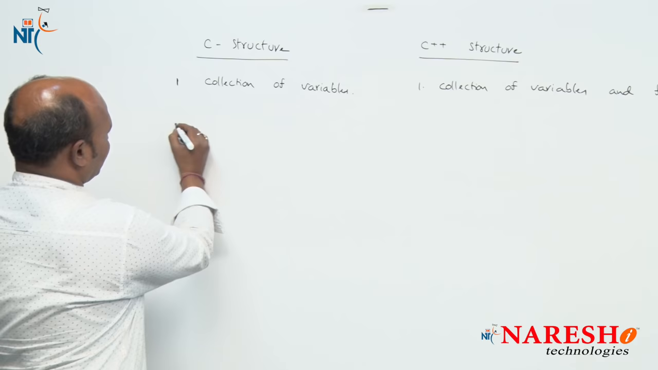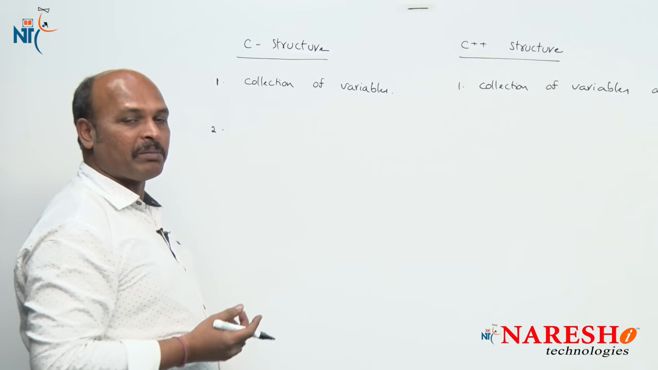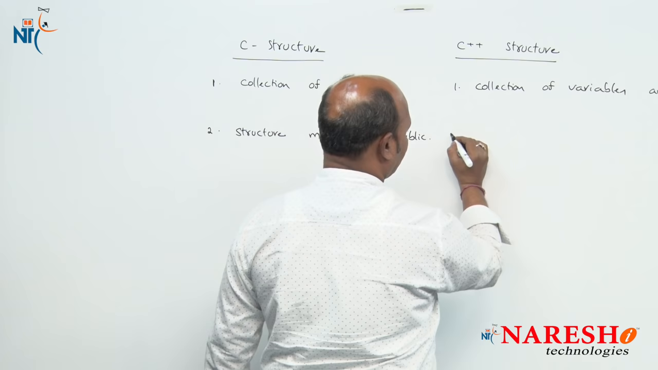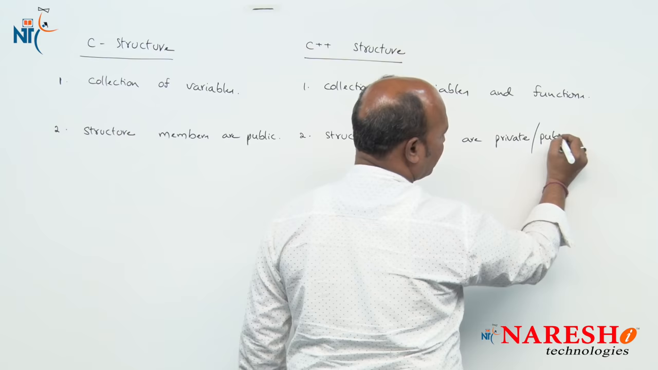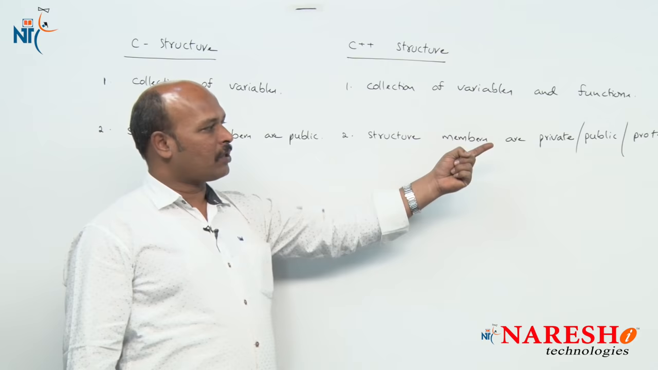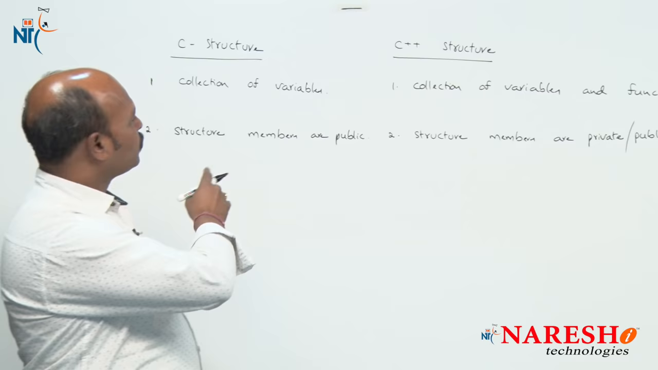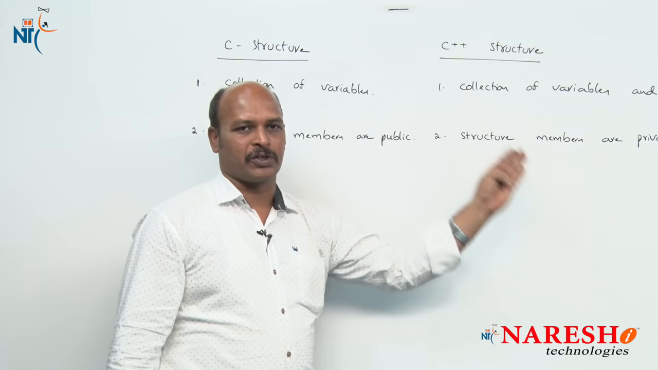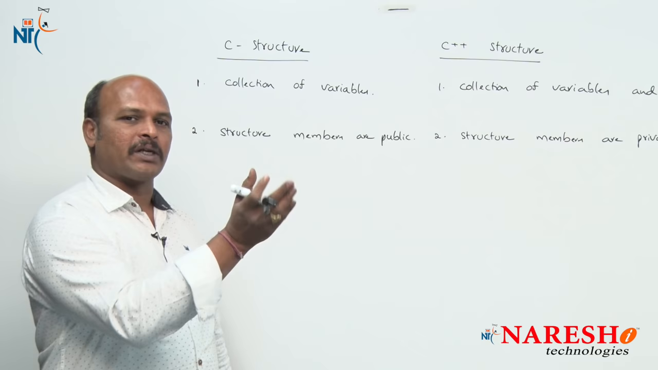Next, C structure members are by default public. C++ structure members are private or public or protected. We can declare the C++ structure members in three ways: private mode, public mode, and protected mode. These are the two major differences between C structure and C++ structure, and the working style and everything else is similar to C.